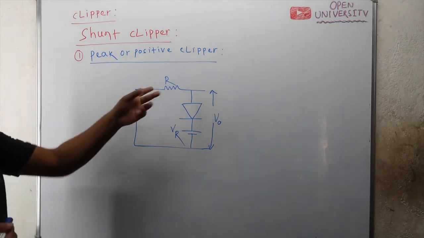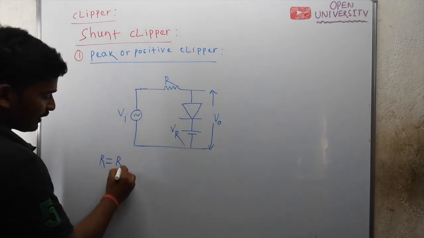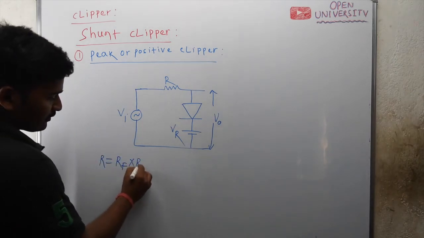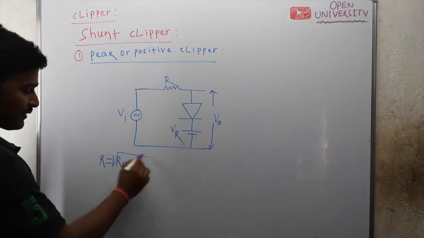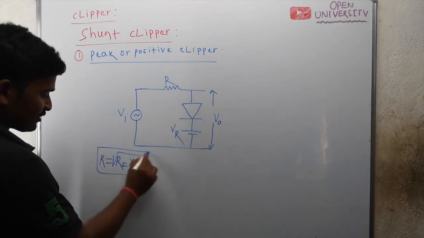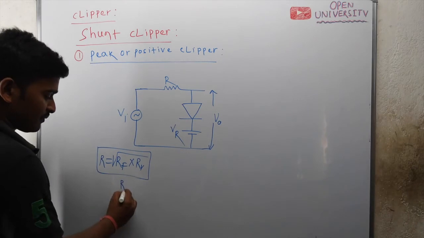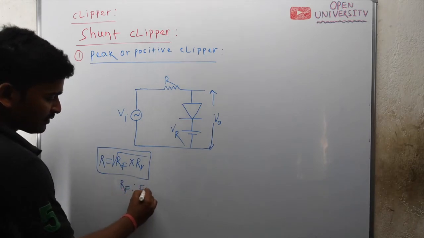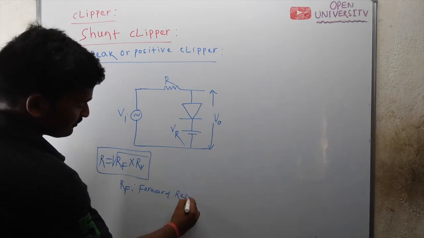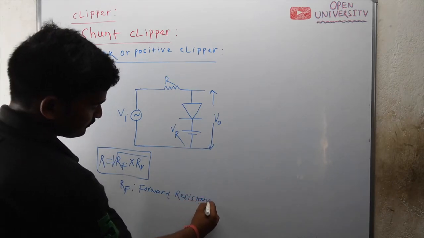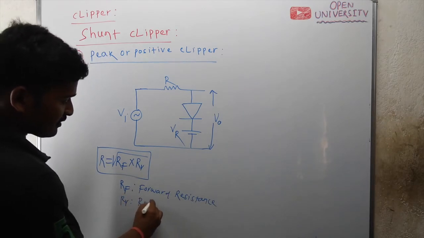This is R, and the formula to calculate R is R equal to the square root of RF into RR, where RF is the forward resistance of the diode and RR is the reverse resistance of the diode.